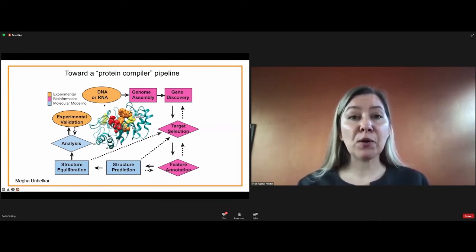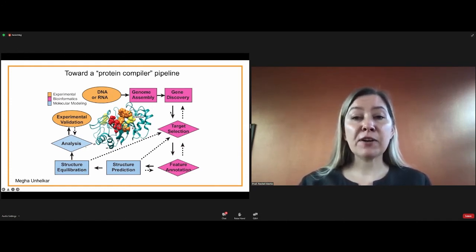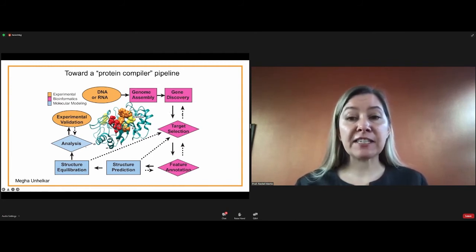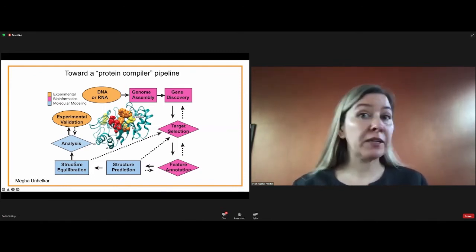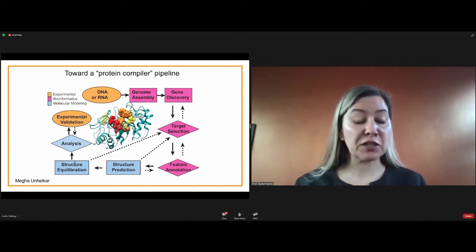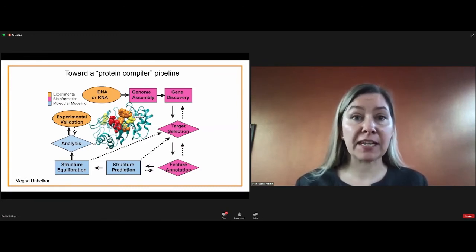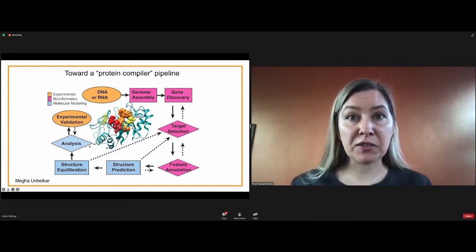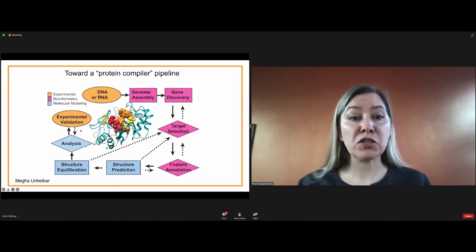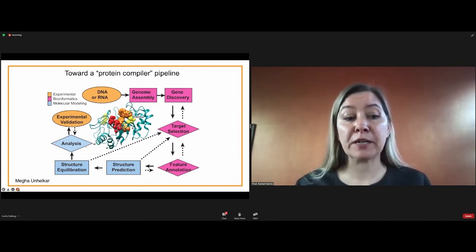And the idea is we're going from our DNA or RNA sequences through discovering particular families of genes, and then annotating the features, predicting structures en masse for a whole bunch of the proteins that we're interested in. And then structure equilibration is basically some more advanced MD simulations beyond just the initial structure. It helps us get a more realistic picture of the protein. And then we can analyze those predicted structures to tell us which proteins are worth taking for experimental validation.